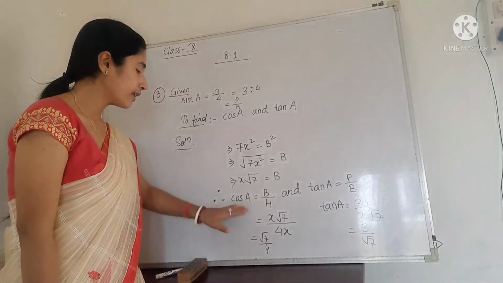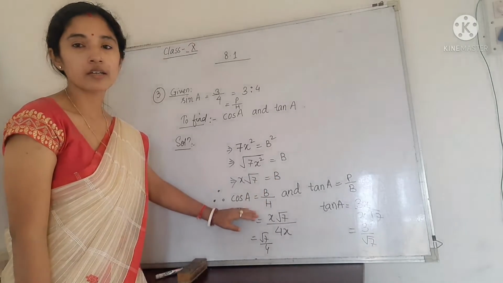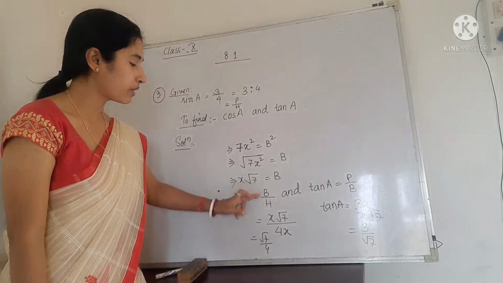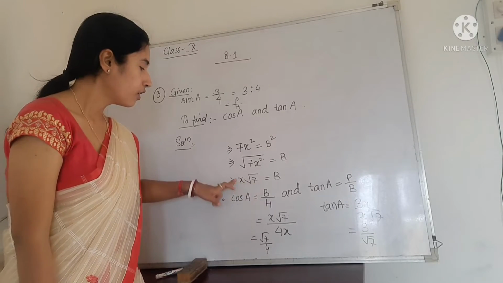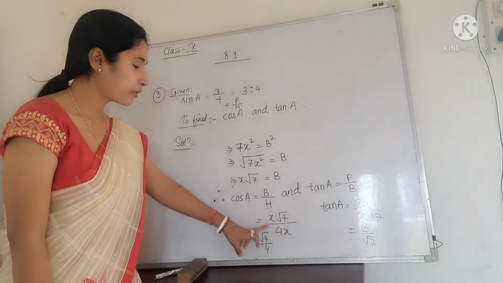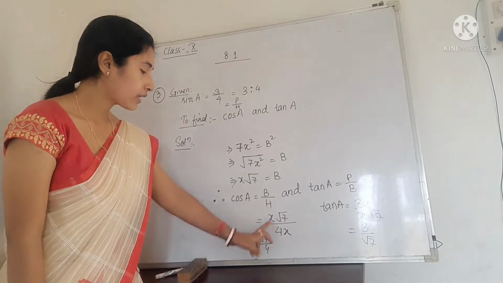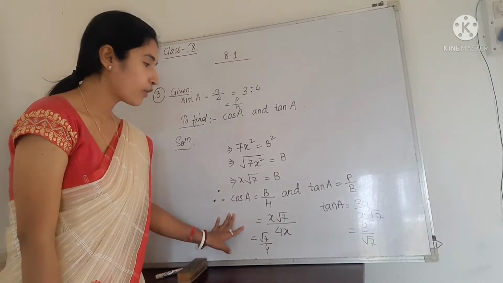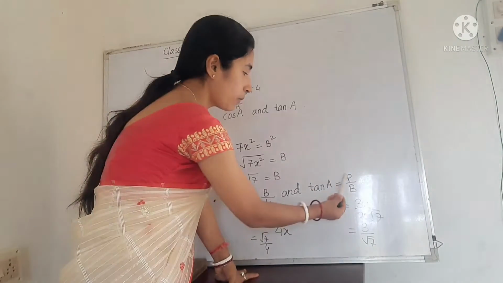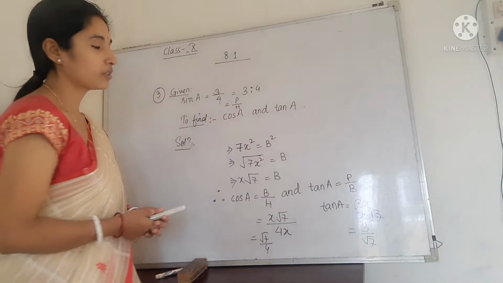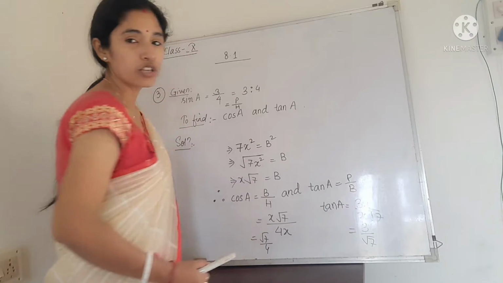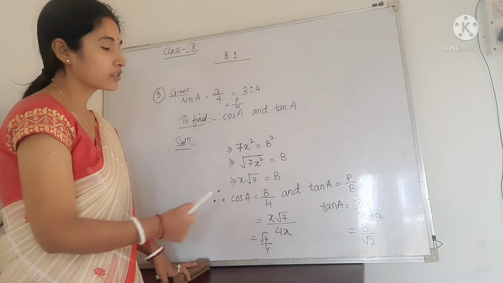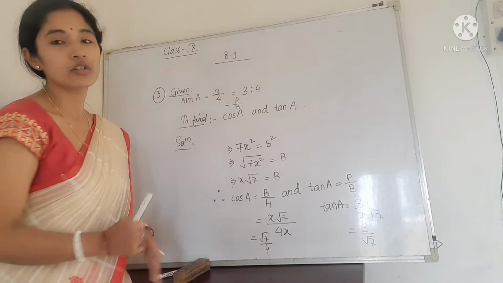Now we can easily find cos A. Already I discussed in the last lecture that cos A is equal to base by hypotenuse. In place of b, we can write x root 7. Hypotenuse is 4x. By cancelling the x, we get root 7/4. This is the value of cos A. Similarly, tan A will be perpendicular by base, and this will be 3x by x root 7. By cancelling the x, we get the value of tan A, that is 3/root 7.